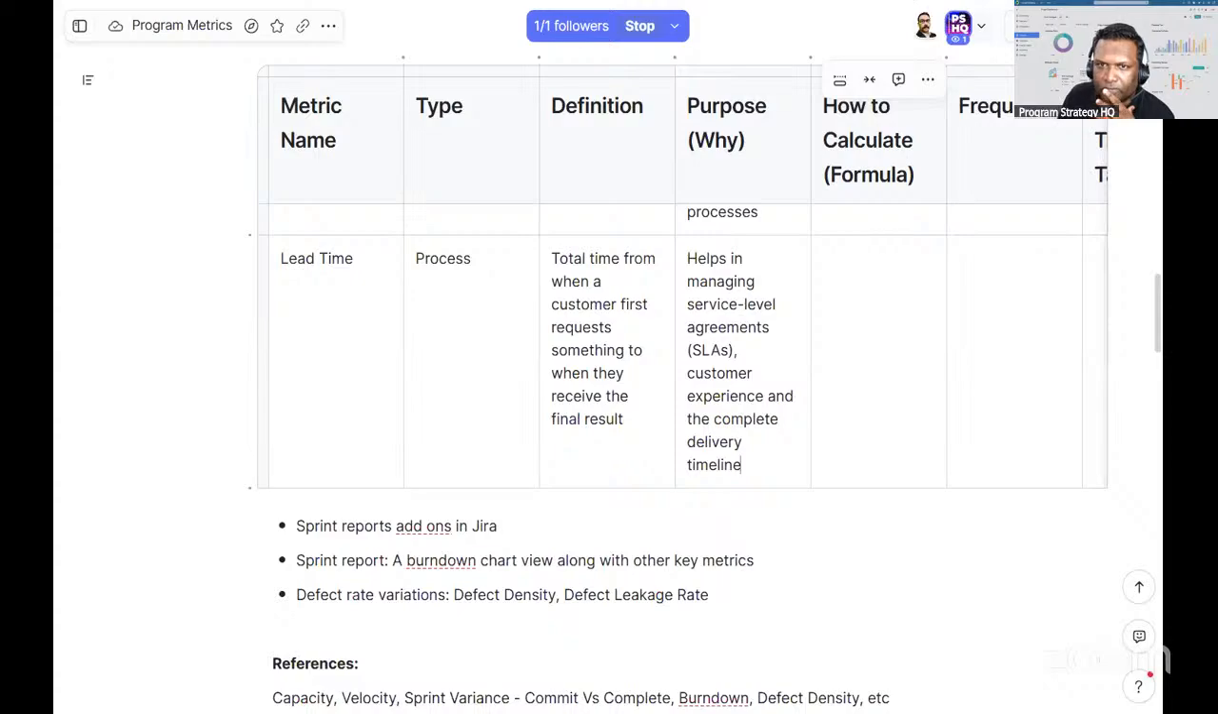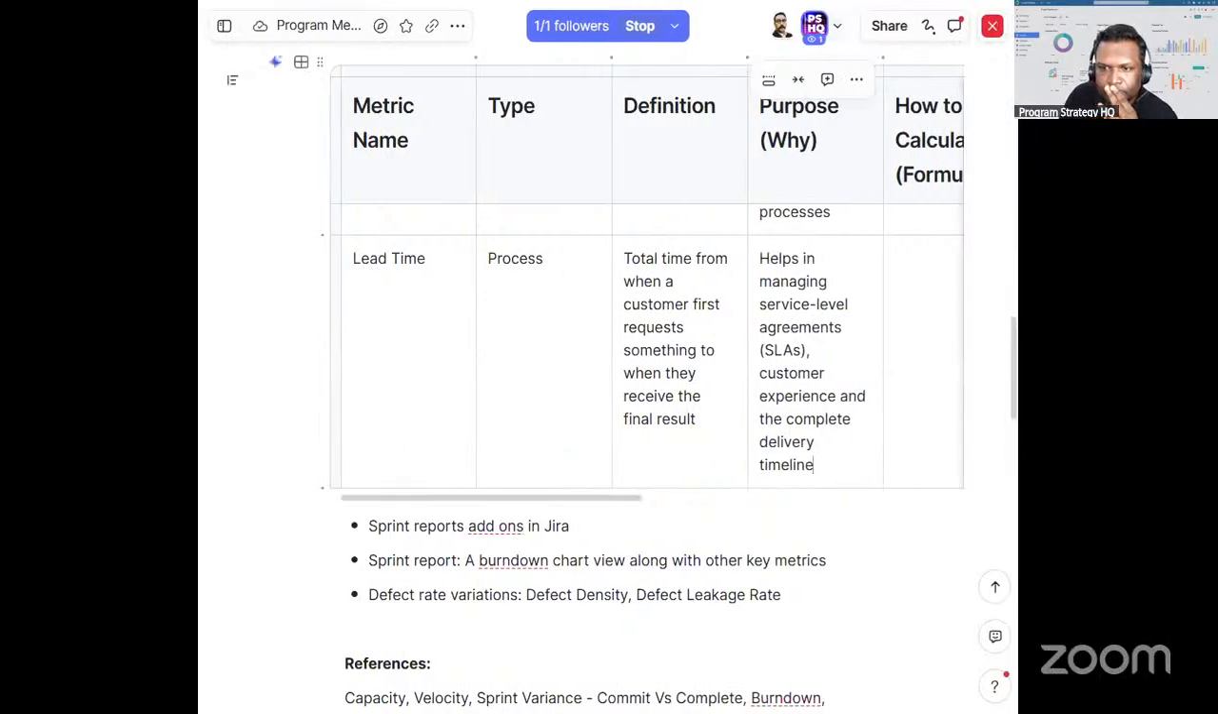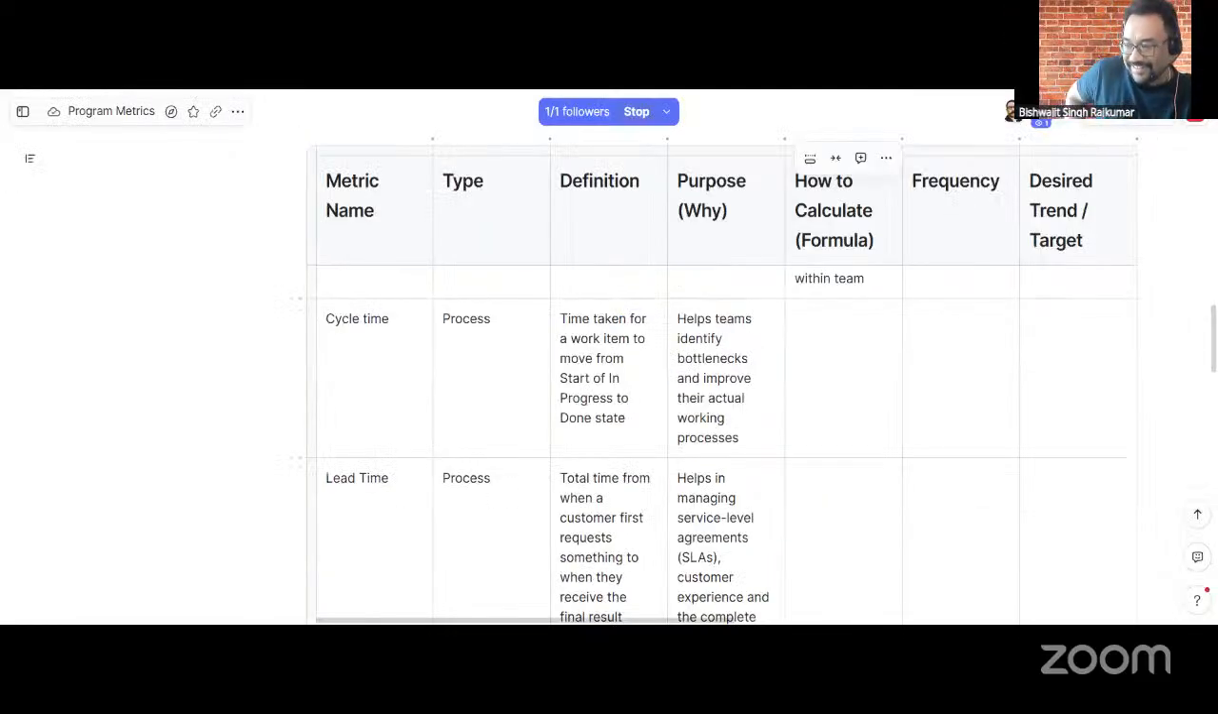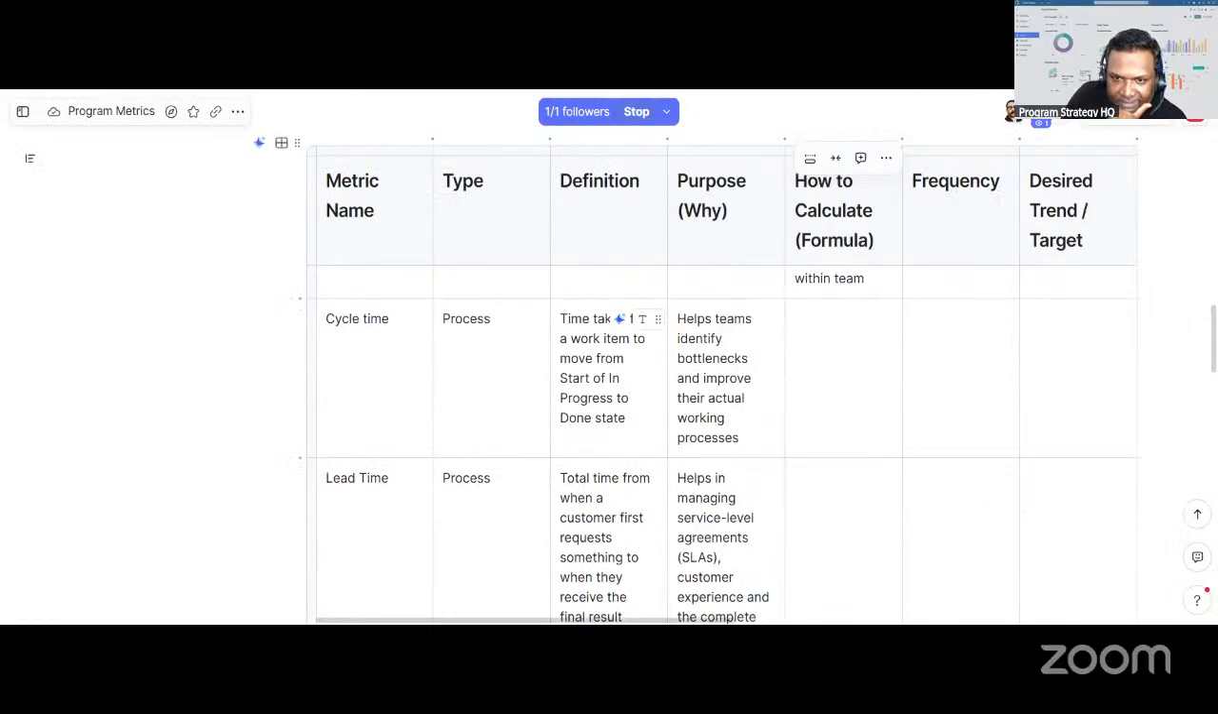Okay, so. Okay. Yeah, no, you're back. Sorry. Okay, no worries. Yeah. Okay, so meantime, I tried to fill in some definition for the lead time also.